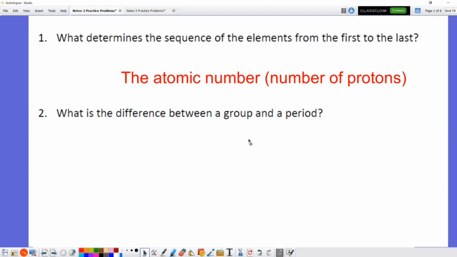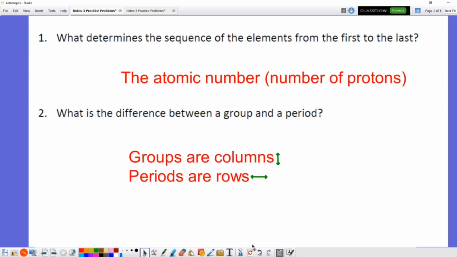Number 2 says, what is the difference between a group and a period on the periodic table? Well, groups are columns and periods are rows. So that's how you would have to remember that. The groups are columns and periods are rows. Traditionally, though, and for the next couple of lectures, we're going to be focusing more on the groups rather than the periods, just because there's more similarities in elements when they're found in groups.